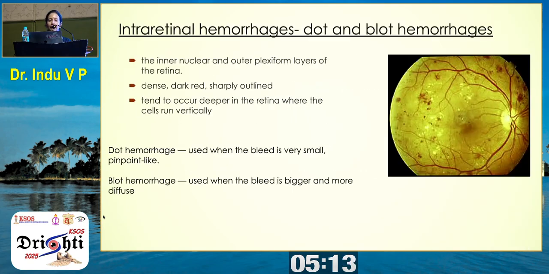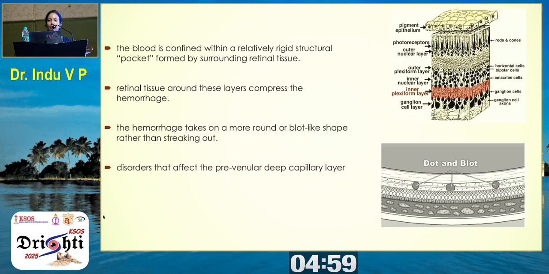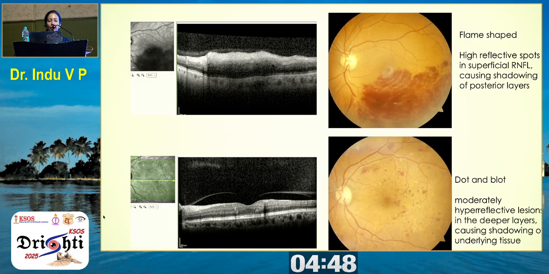In contrast, we have a deeper hemorrhage which is called intraretinal hemorrhage or the dot and blot hemorrhage. It happens in the inner nuclear and the outer plexiform layers of the retina. It is dark red, sharply outlined and dot or blot shaped. It tends to happen in the deeper, more compact layers of the retina, and hence it cannot spread out like a flame-shaped hemorrhage. It happens due to disorders of the prevenular deep capillary plexus. On OCT, a flame-shaped hemorrhage will show a very high reflective spot in the superficial retinal layers with posterior shadowing, whereas deeper hemorrhages are smaller and appear as hyper-reflective lesions with posterior shadowing.